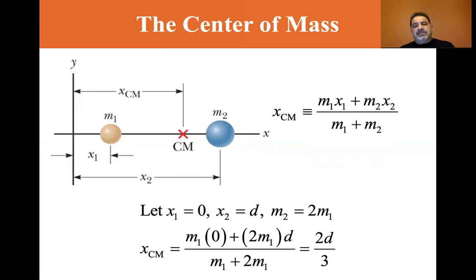Now, if x1 is equal to 0, then x2 becomes d, just the distance between them. And let's say m2 is equal to twice m1, then the center of mass is equal to m1 times 0 plus 2m1 d, over m1 plus 2m1. So it's two-thirds of d. It's 2/3 of the way over.